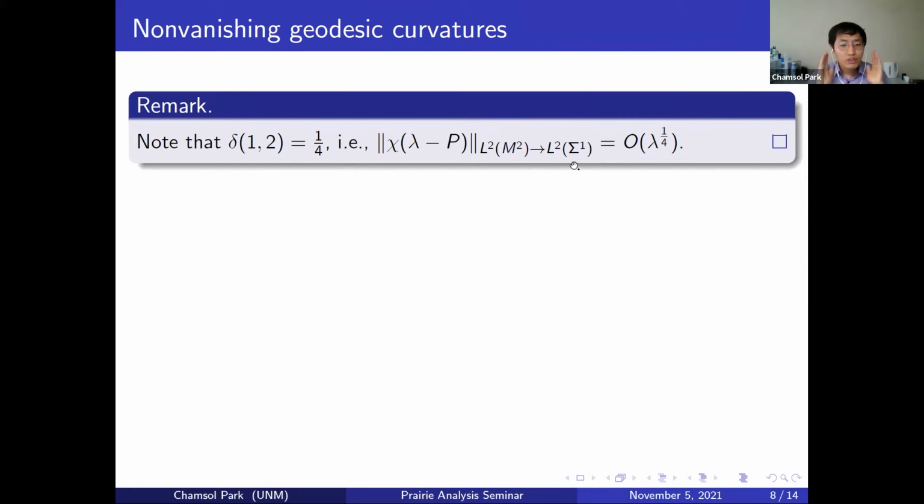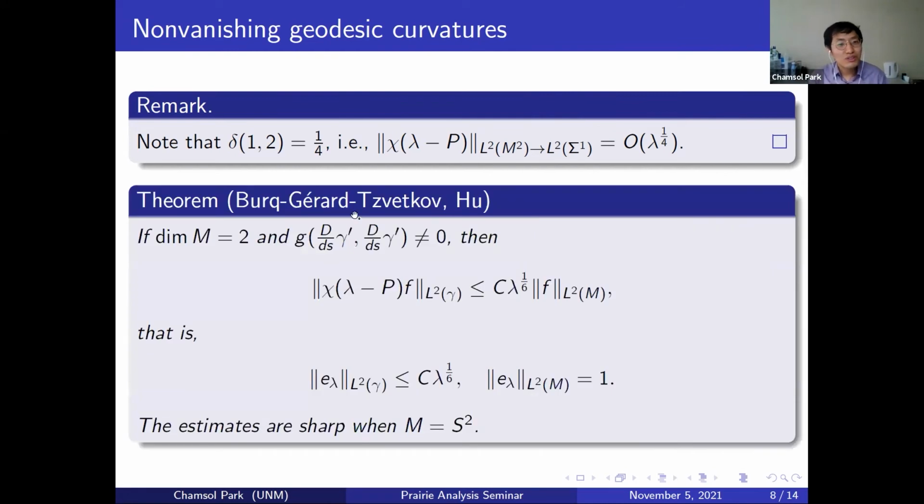So especially on the geodesics. Waves propagate along the geodesic, so along the geodesic we usually expect more concentration for the eigenfunctions of the Laplacian. So the next question is, what happens if we restrict our attention to a curve which is not a geodesic? That question was also solved by Burq, Gérard, Tzvetkov, and Hu.